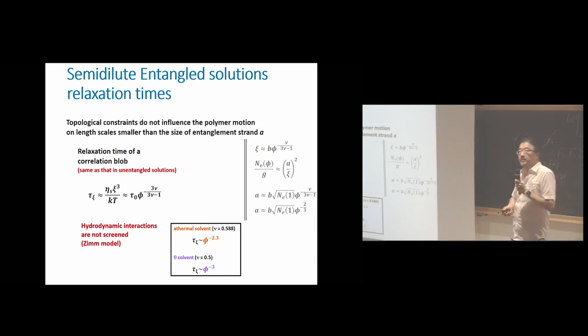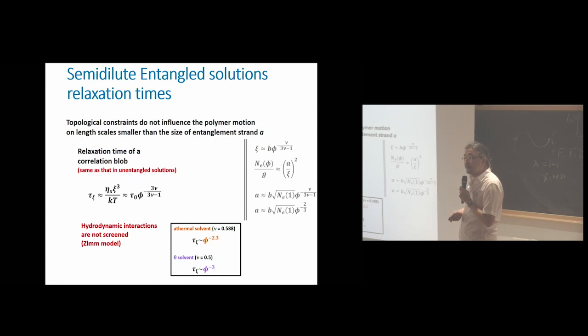Yes? I don't understand what you mean by the volume of an entanglement. Is it the constrained volume of the chain that is entangled, or is it the volume occupied by the two chains that form the entanglement?